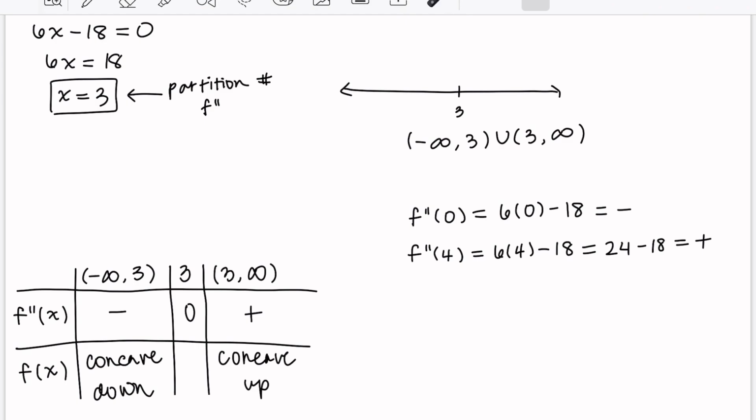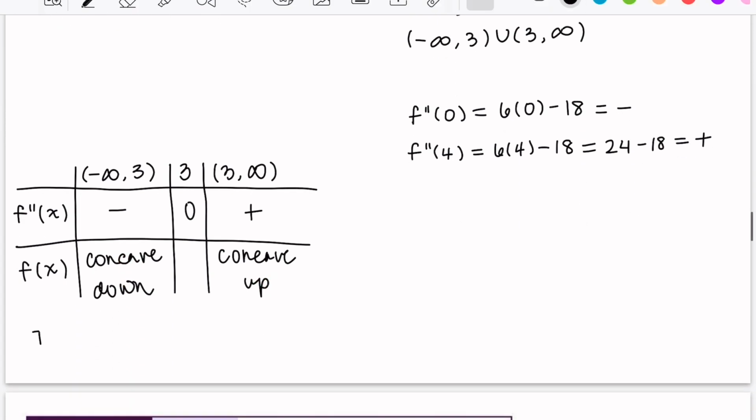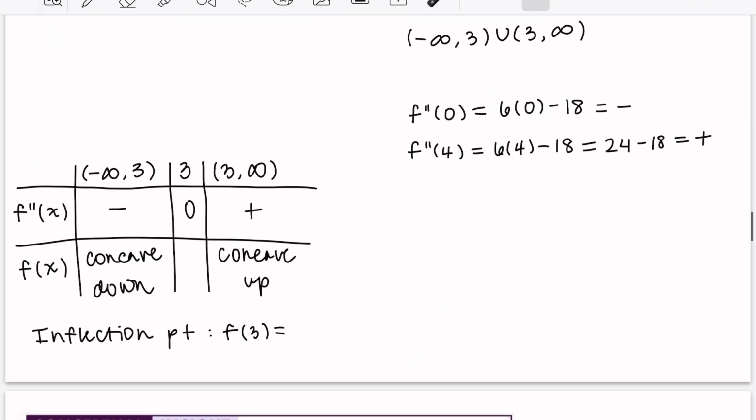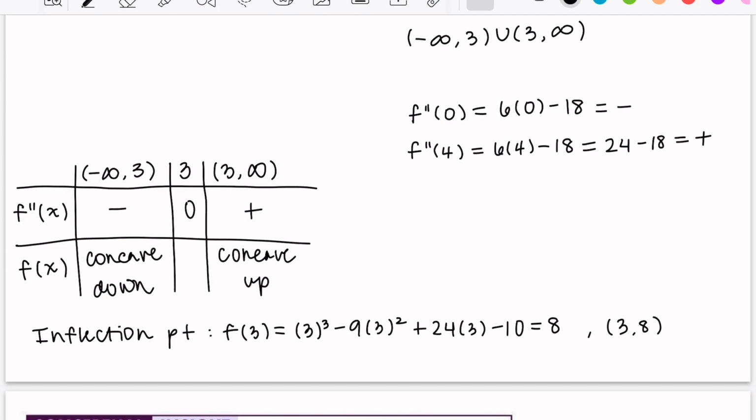So we just saw that at this point x is equal to 3, our function changes from concave down to concave up. So this means we do in fact have an inflection point, and that occurs at x is equal to 3. Okay, so plugging that into our function here so we can find our output value. We'll get 8. So we have an inflection point at (3, 8).